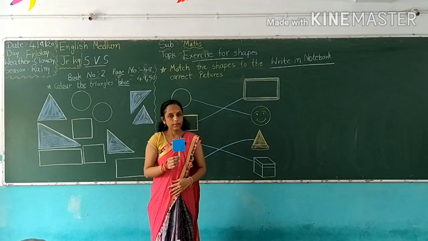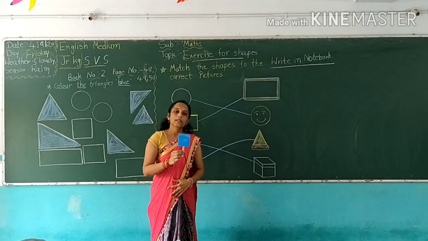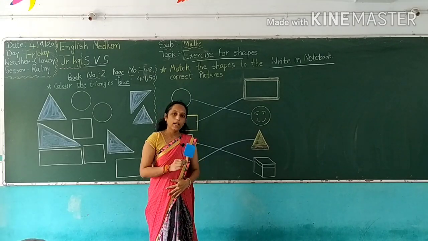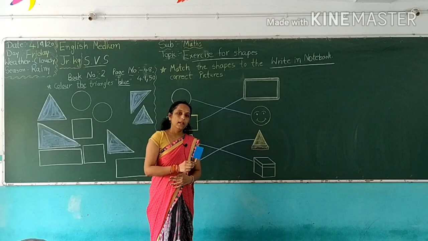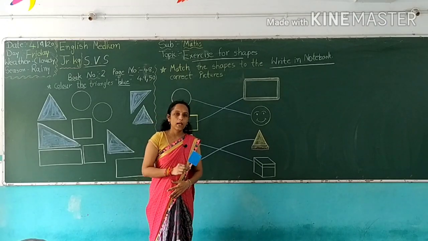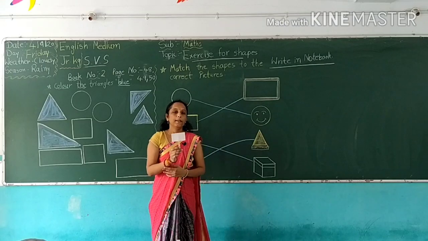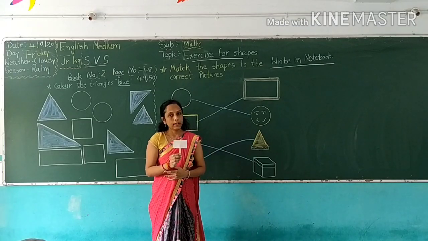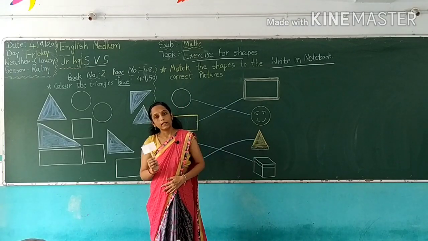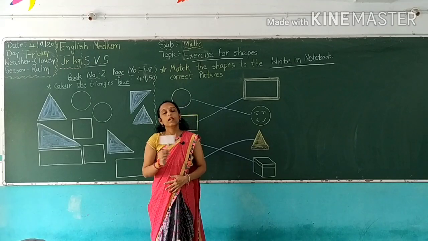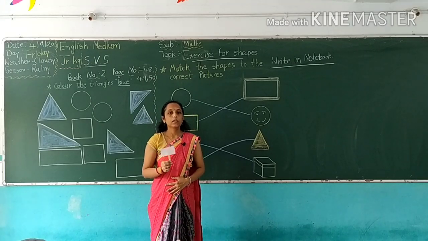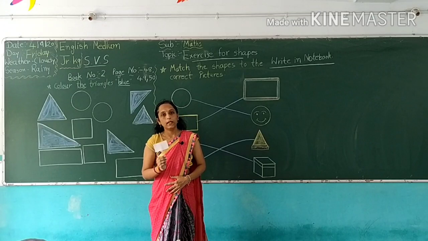This is a square. Square shape. Where are you? Here I am. How do you do? And which shape is this? This is a rectangle shape. Rectangle shape. Where are you? Here I am.